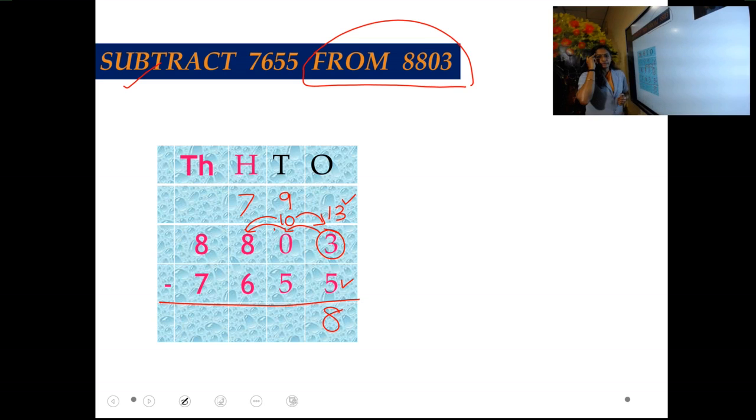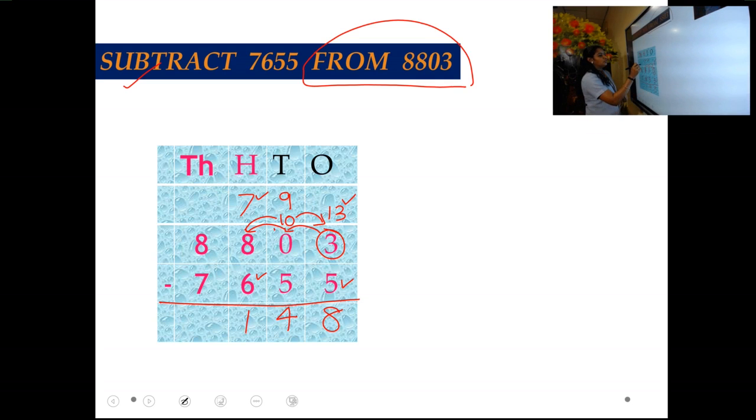Then 9 and 5, 9 in mind, 5 in hand. Before counting 8, 7, 6, 5, 4. Write down 4 in the tens place. Move to the next place. New number 7 and 6. 7 minus 6. Which number comes?